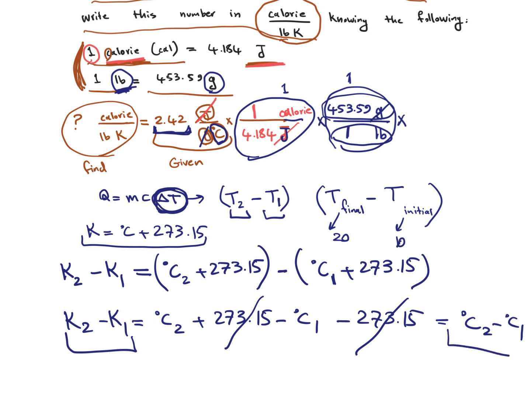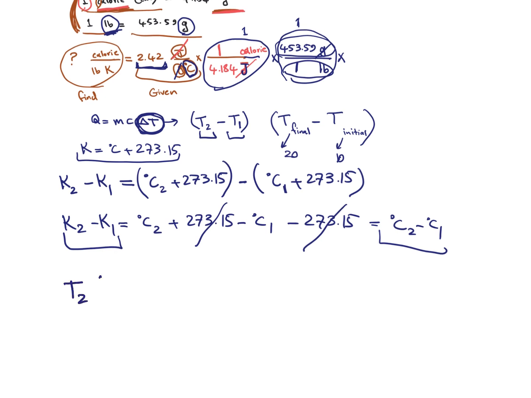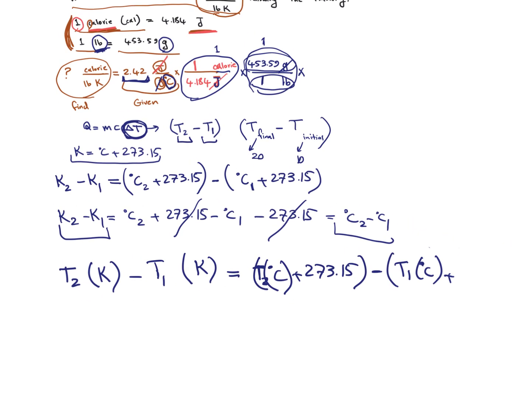So you see, temperature difference in Kelvin would be the same as in Celsius. I guess the better way of writing this is T2 in Kelvin minus T1 in Kelvin equals T2 in degrees Celsius plus 273.15, minus T1 in degrees Celsius plus 273.15.